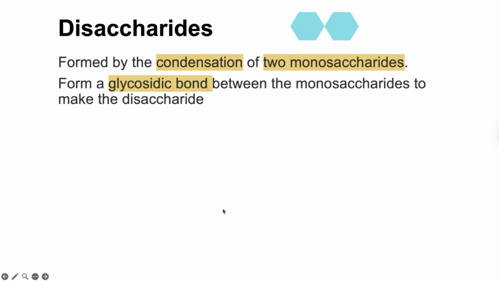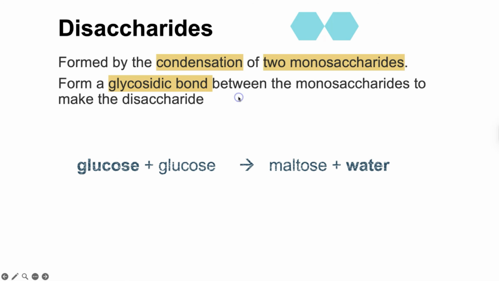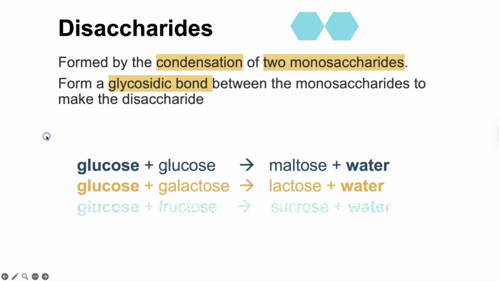We've covered now everything that you need to know for the monosaccharides. Disaccharides are formed by a condensation reaction, or the condensation of 2 monosaccharides. We have a chemical bond, which is a glycosidic bond that occurs. And these are the disaccharides that you need to know. We said maltose, lactose, and sucrose, but here are the word equations. Glucose and glucose is maltose plus water. Glucose plus galactose is lactose plus water. Glucose plus fructose will make sucrose and water.